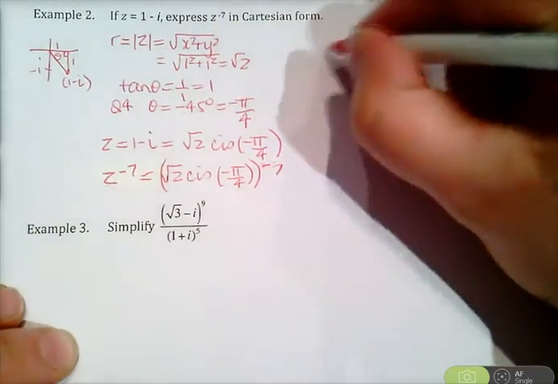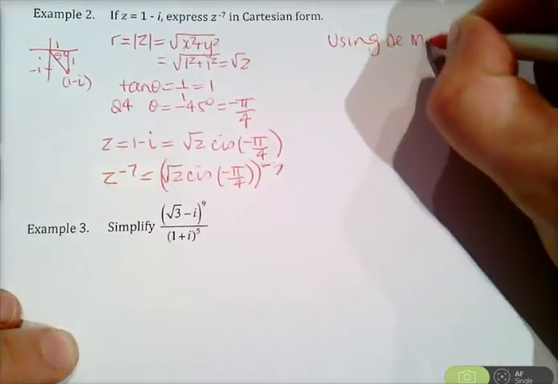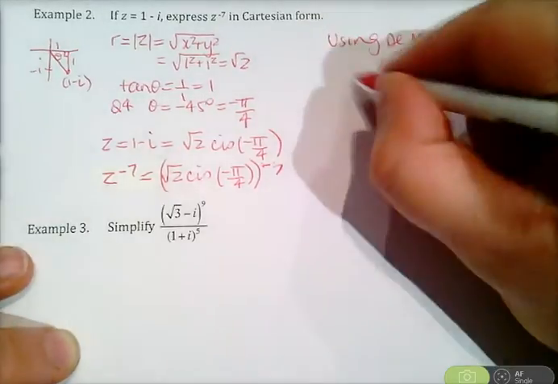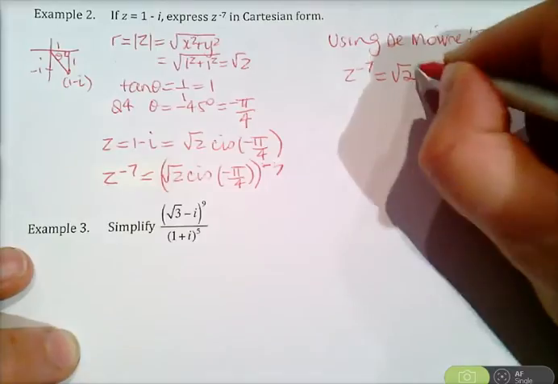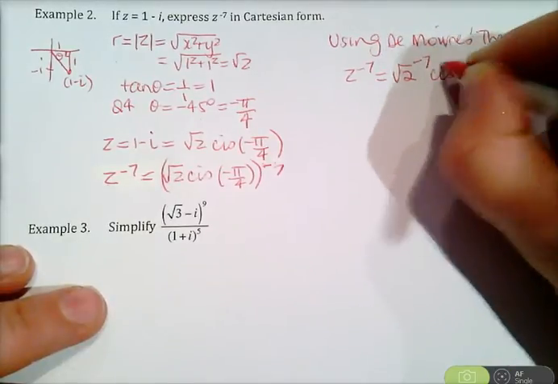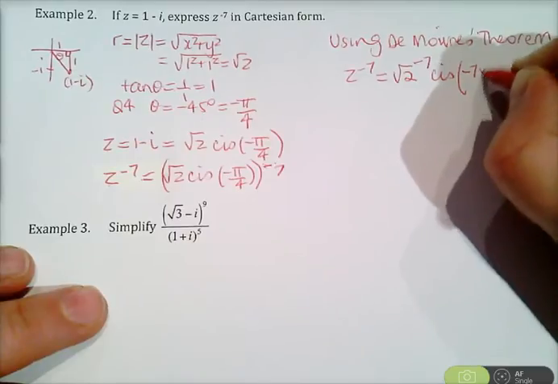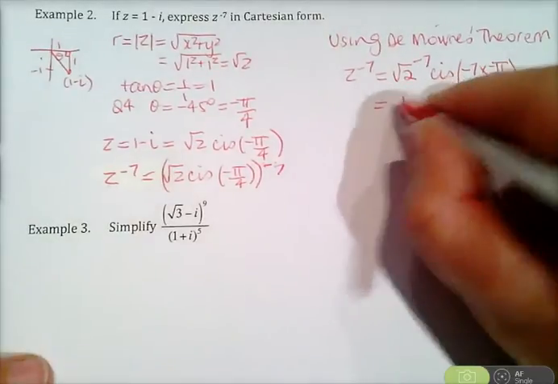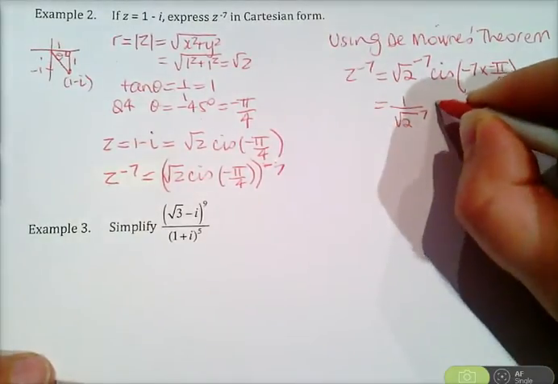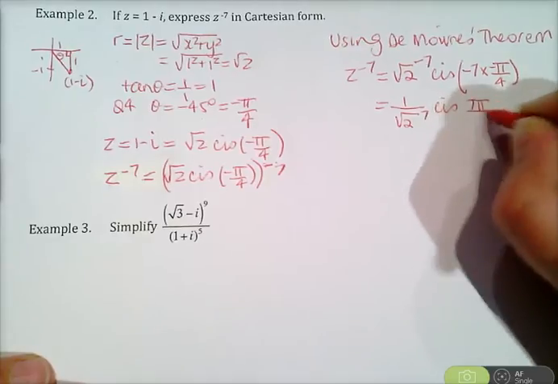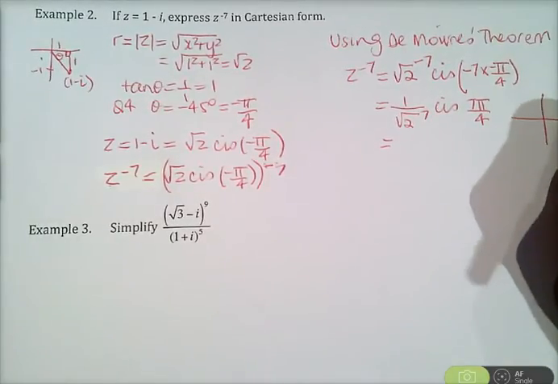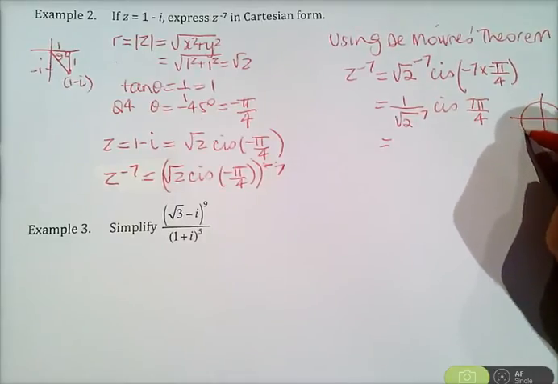So using De Moivre's theorem, z to the power of minus 7 is equal to root 2 to the power of minus 7 times cis of negative 7 times minus pi on 4, which is 1 over root 2 to the power of 7 cis positive 7 pi on 4. Now, 7 pi on 4 is bigger than pi, so we need to sketch where that is. So just a quick sketch here. 7 pi on 4 is 1 3/4 pi.